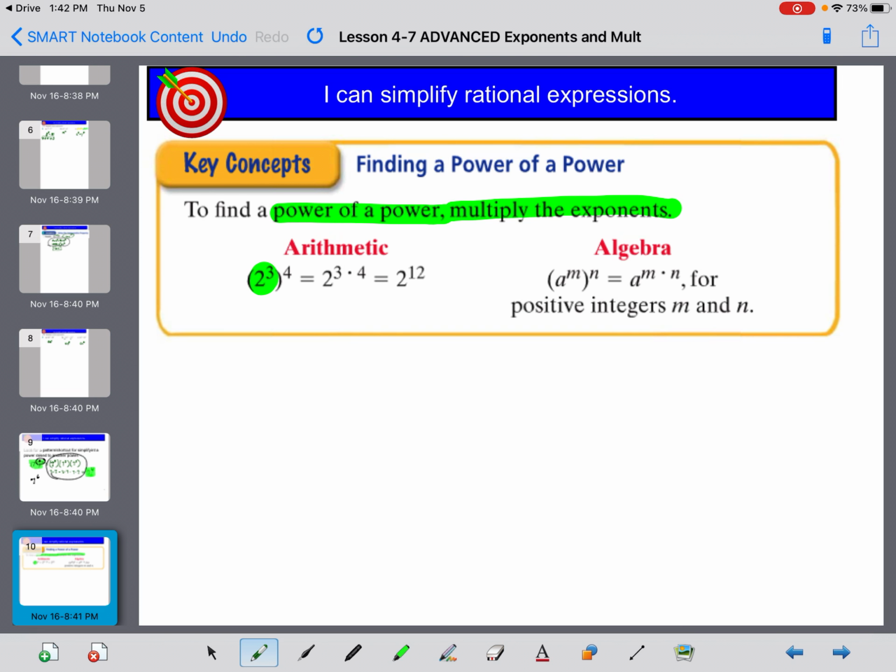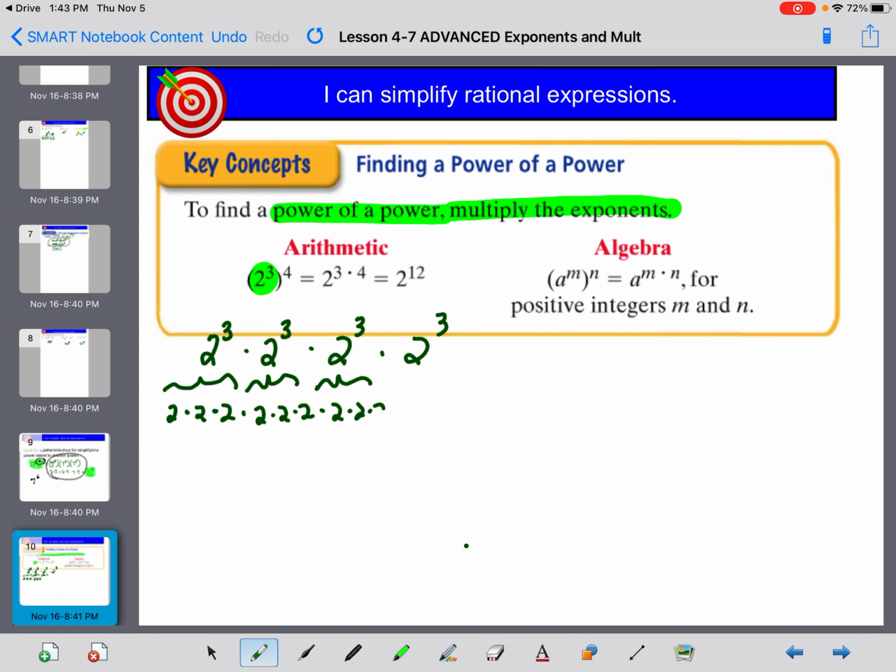Here is an example. I have 2 to the third, and that's 4 times. So 2 to the third times 2 to the third times 2 to the third times 2 to the third. That's what it means. It's important to understand what it means. But then 2 to the third is the same as 2 times 2 times 2. And that's repeated 4 times. Which is the same as 2 to the 12th power.